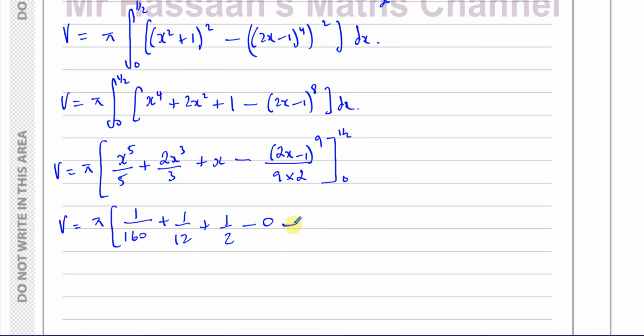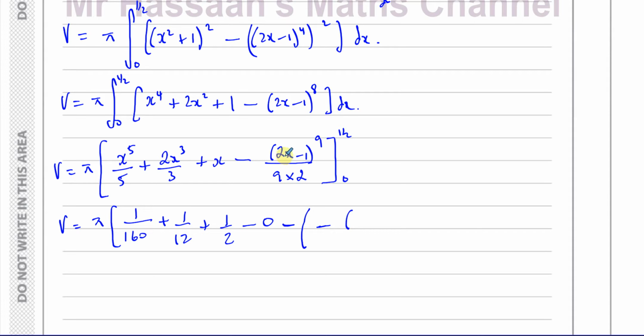But then I've got to take away what I get when I put 1 into here. Now you might think that putting 0 into here will just give us 0 for everything. Well, it does for these three, 0 and 0 and 0. For this, if I put 0 in, I end up with a minus, and there's a minus in front of it, remember?